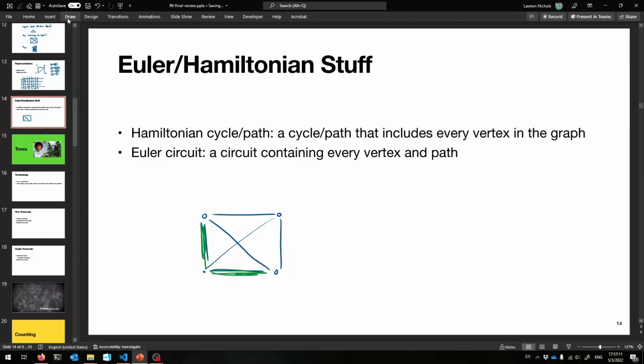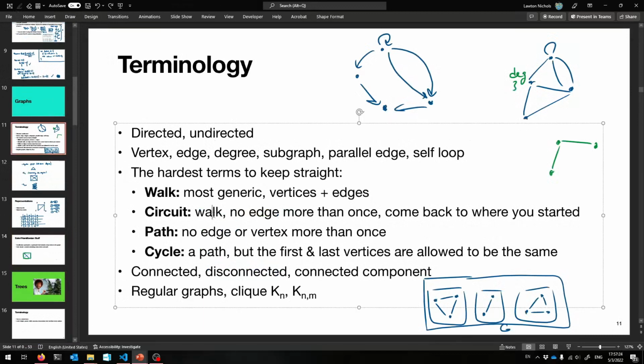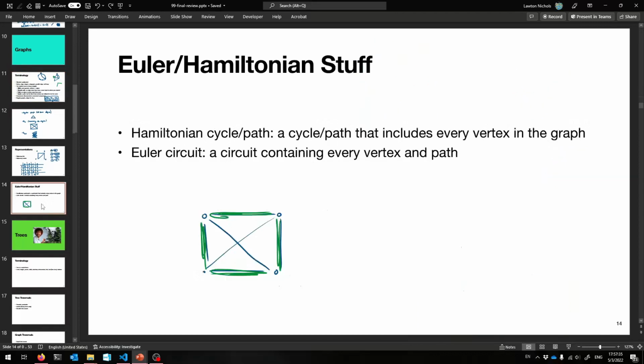So let me just color those in better. So Hamiltonian cycle or path. And then Euler circuits are circuits containing every edge. And we're careful to say circuit, right? Because you can duplicate vertices along a circuit. But you can't duplicate vertices along a path. See that? So my fun favorite example, if I can remember how, is this little box.